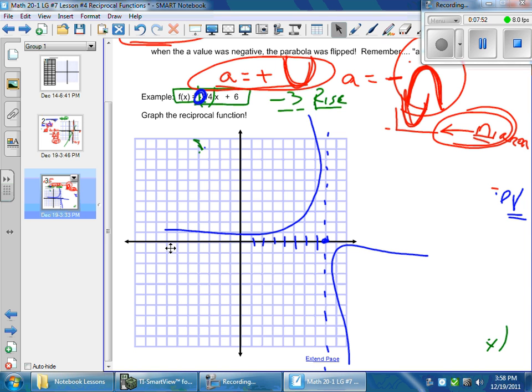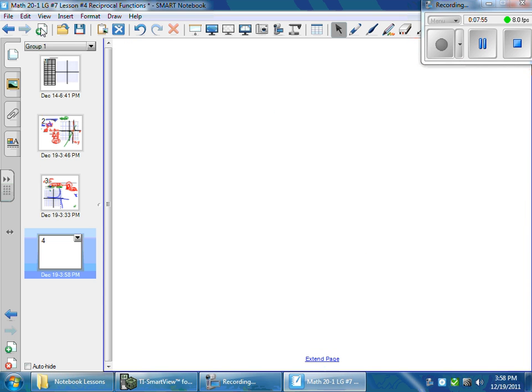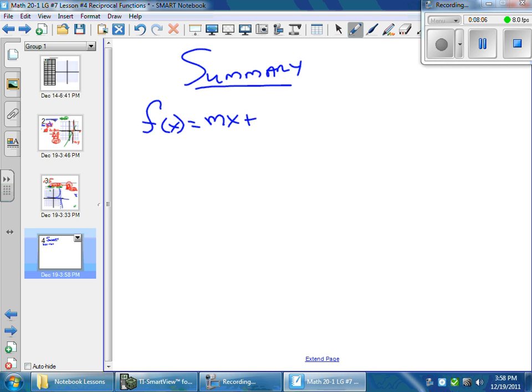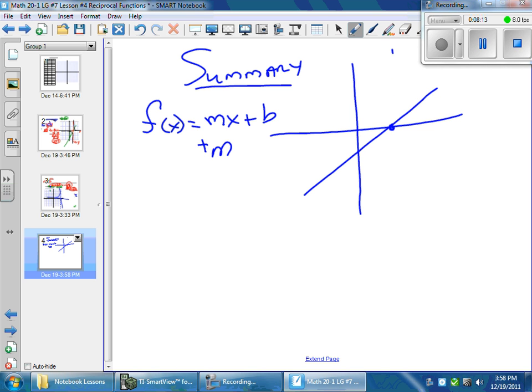So let's do a little bit of a summary here. Let's add a page. Our summary is going to look like this. All right, here's our summary. At f of x equaling some y equals mx plus b, when your slope is positive, you're going to get a graph that looks like this. That becomes your asymptote, okay? Because that's going to be your non-permissible value. And when it's positive, great. You're going to get a graph that looks like this.